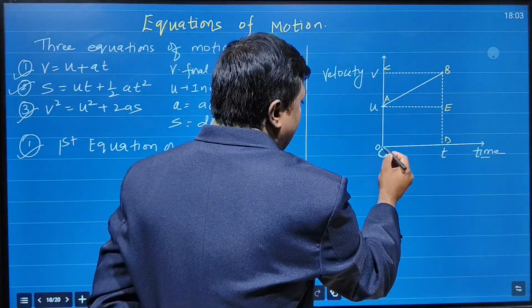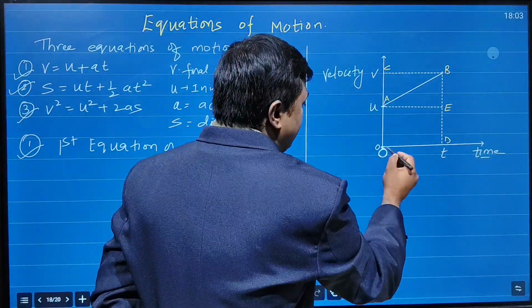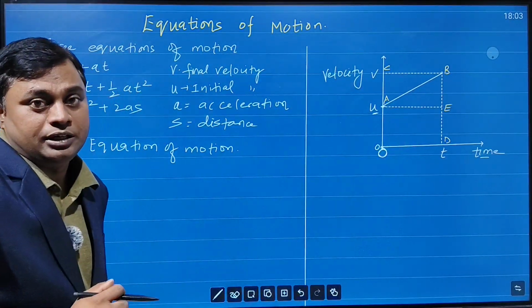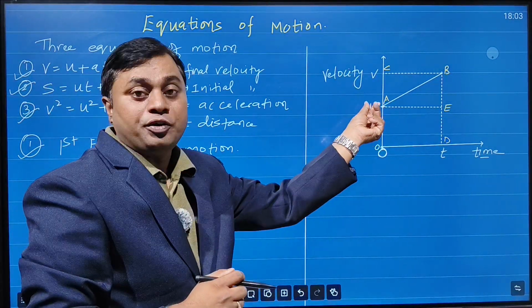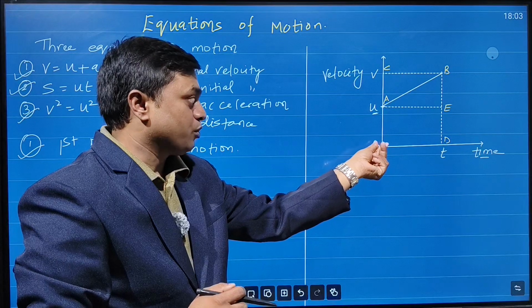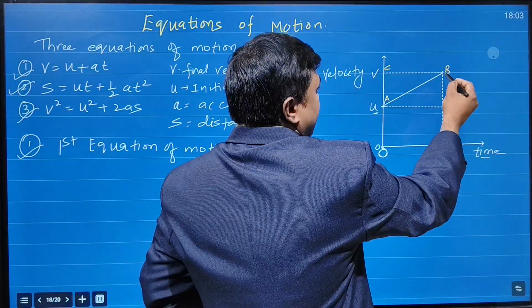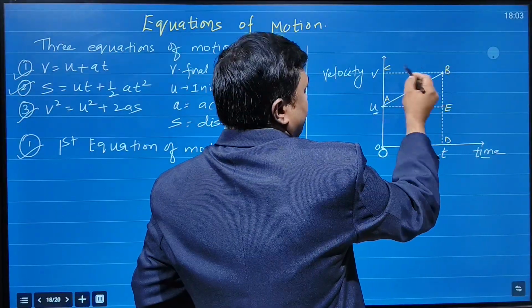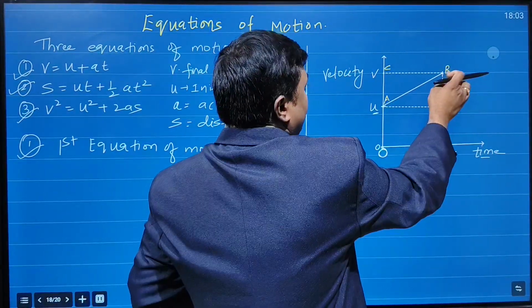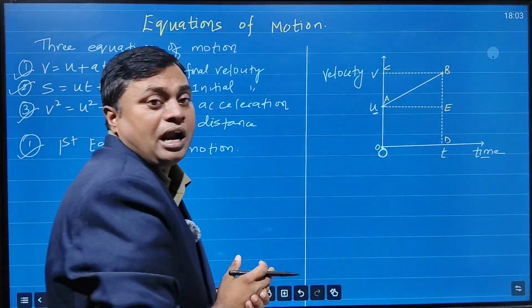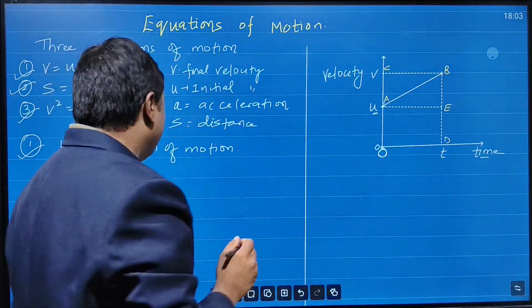Here at the origin, time is 0. When the time is 0, we have taken the velocity as u. u is the initial velocity; the particle or body is moving with velocity u when the time is 0. And at time t, the velocity is v. So the slope of this velocity time graph gives you acceleration. We have learnt that already.